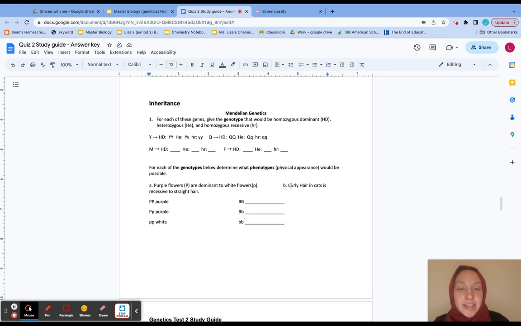So now let's do the same thing. Now we're doing curly hair in cats is recessive to straight hair. And it looks like we're using the letter B. So curly hair is recessive, so it's going to be my lowercase b. And straight hair must be my dominant, so my big B. All right, homozygous dominant. Well, we said my dominant allele is straight hair, so my dominant phenotype would be straight. My recessive, we said, is curly.